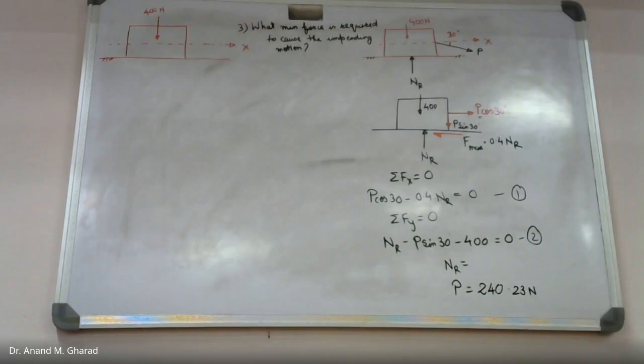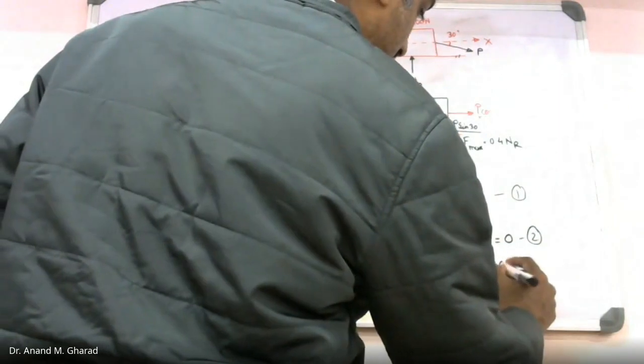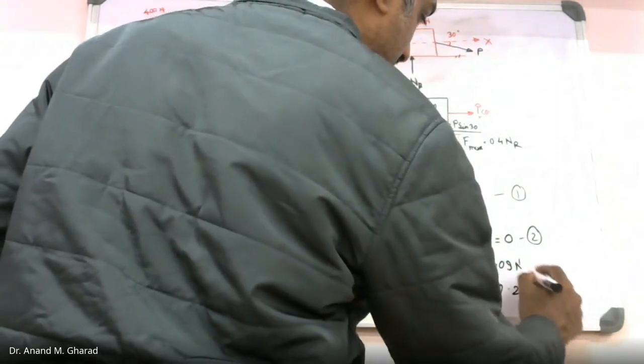2.165. Sir, 240.73. Acha. NR I am getting to be 520.09. You can verify this.